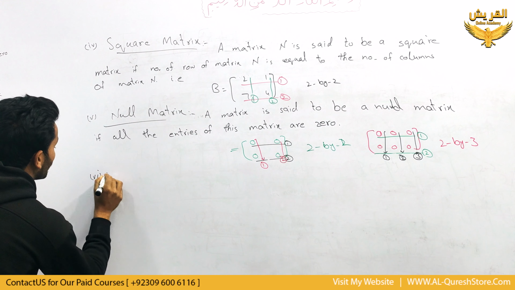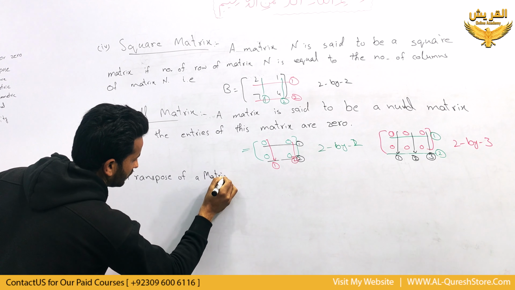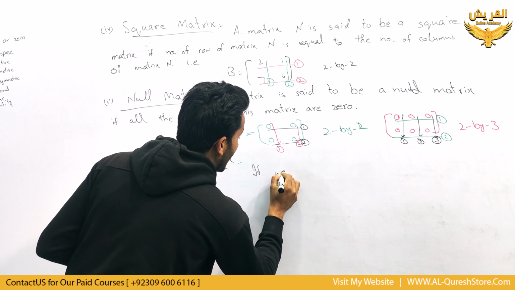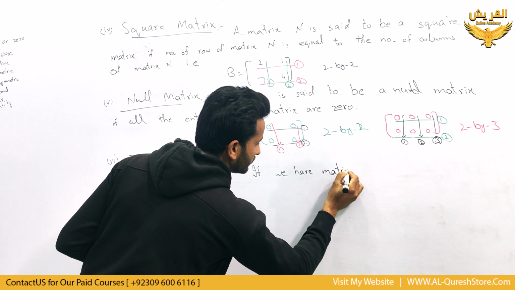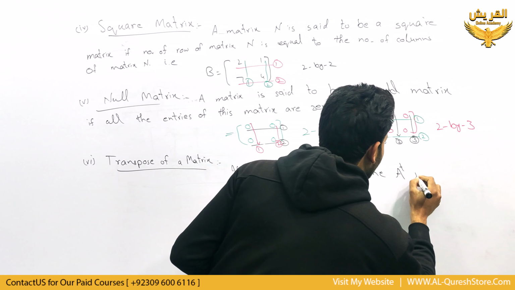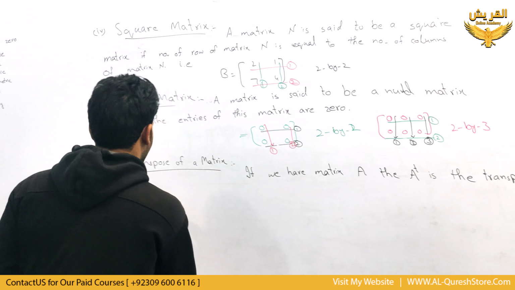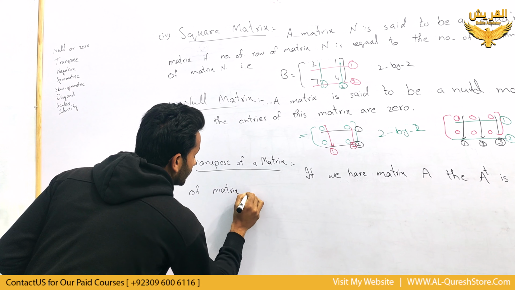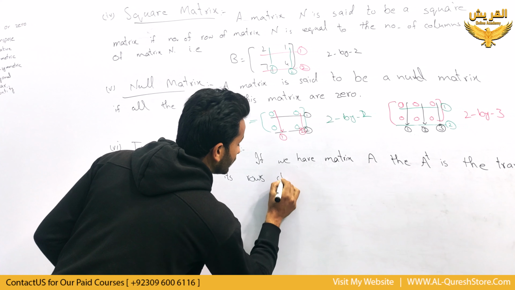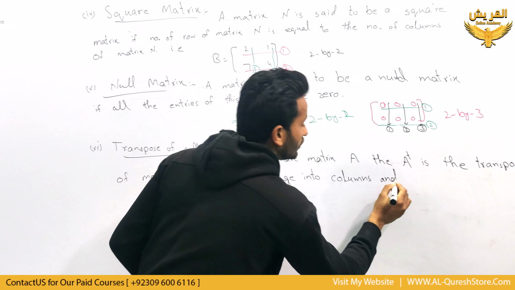See the next one, transpose of a matrix. If we have a matrix A, then A transpose, we can read it, A transpose is the transpose of matrix A if its rows change into columns and columns change into rows.